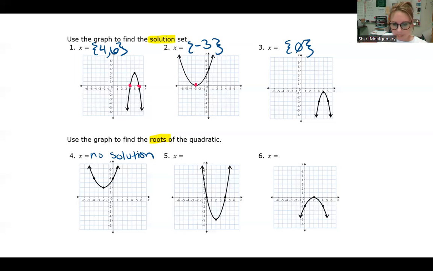The second one. Looks like 0 and 4. So 0 and 4. So now I don't have anything. Now I have nothing. Just don't use parentheses. And the very last one. 2. Easy peasy, right?